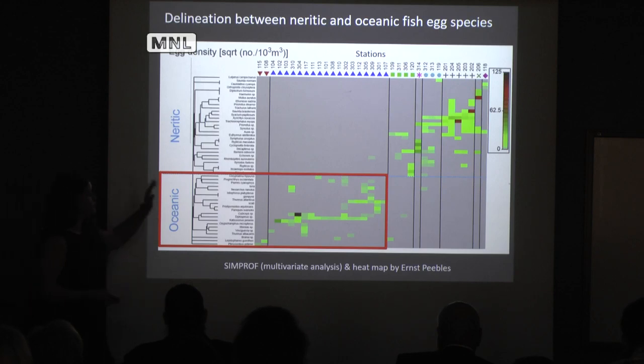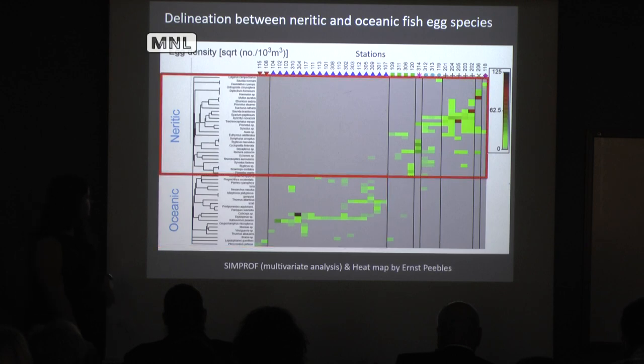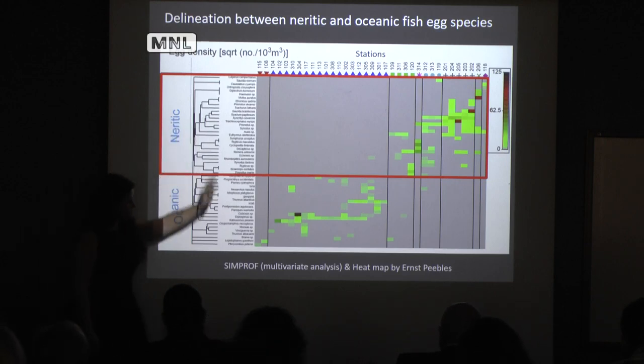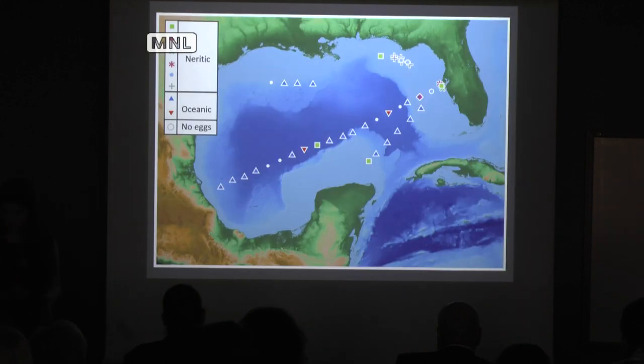And so all of the triangles are all very close together and all oceanic species. These are all oceanic species here. And the neritic species are all grouping together as well. And so all of the shapes on the right side are all in the same area, and these are all neritic species. And so it's a little difficult to understand unless you look on a map.